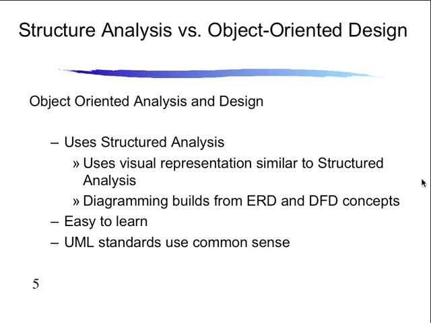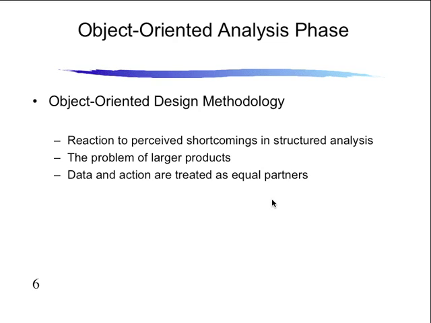So it uses structured analysis. Object-oriented analysis uses structured analysis. So it's the visual representation, similar to structured analysis. It documents diagramming built from entity relationship and data flow diagram concepts. And as I already mentioned before, the ERD diagram, the first one we looked at, translates identically to a class or an object diagram. The data flow doesn't translate though. So easy to learn. UML standards are common sense usually.